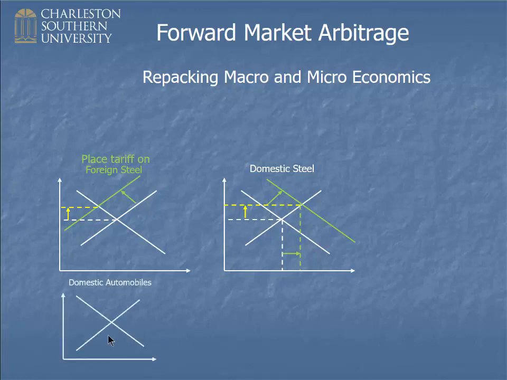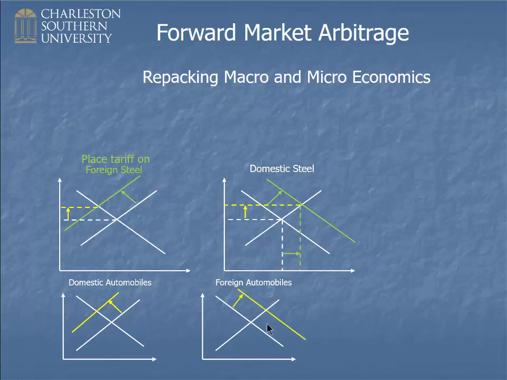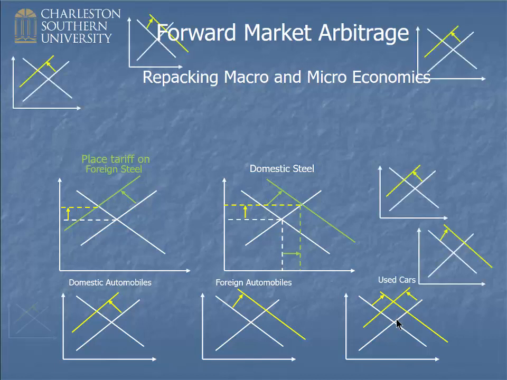It's going to impact the market for domestic automobiles that must purchase steel to produce them. So the supply curve for domestic automobiles will shift back to the left, making domestic automobiles more expensive. And of course, as domestic automobiles are more expensive, the demand curve for foreign cars will shift out to the right. And then the demand curve for used cars, since all new cars are more expensive than before, will shift out to the right. But at the same time, the supply curve will shift back to the left. And then it just goes on and on.